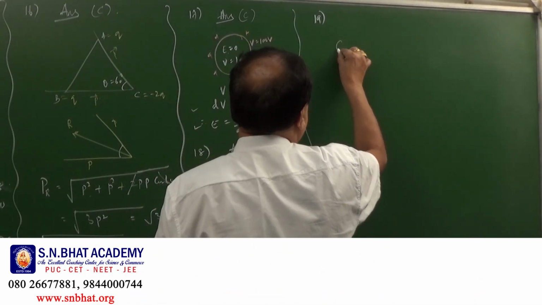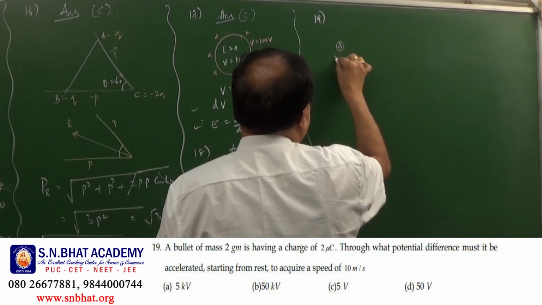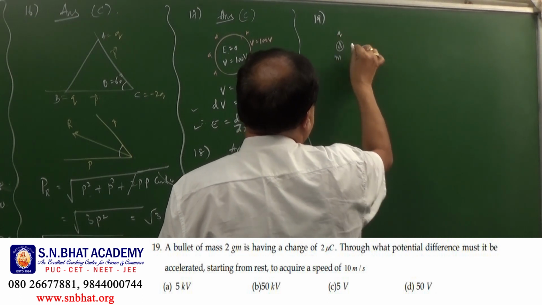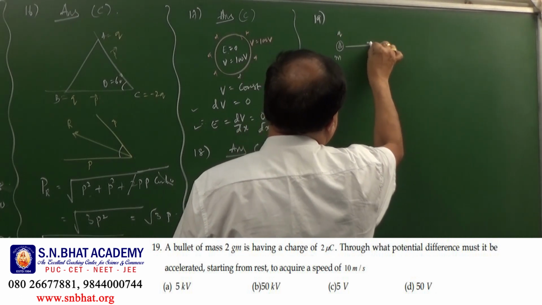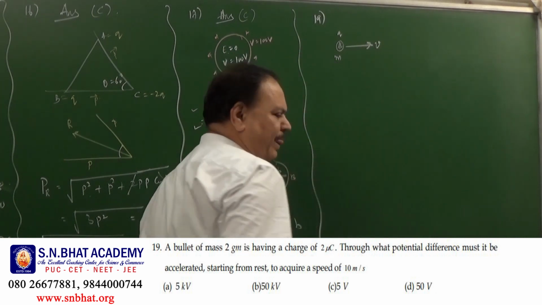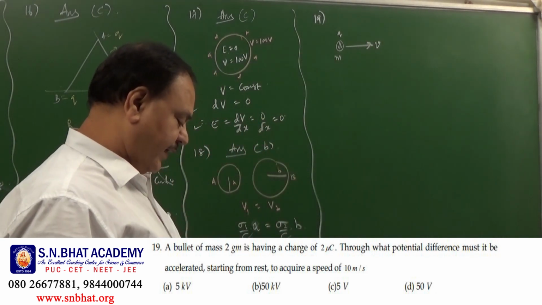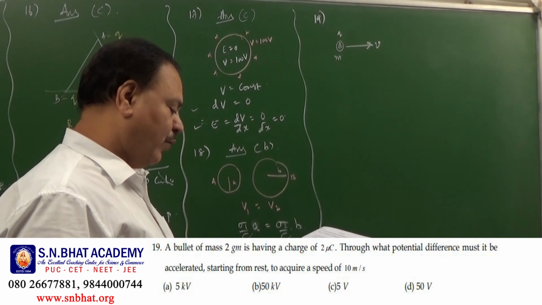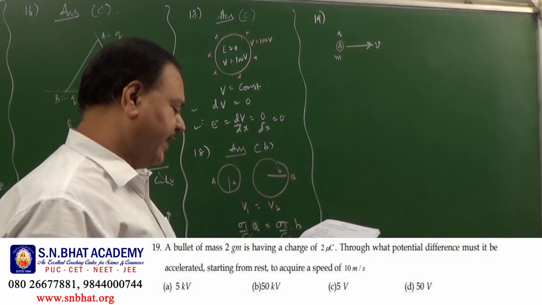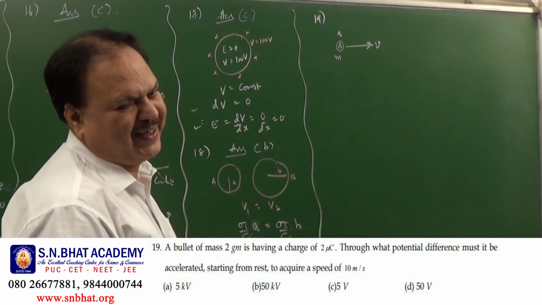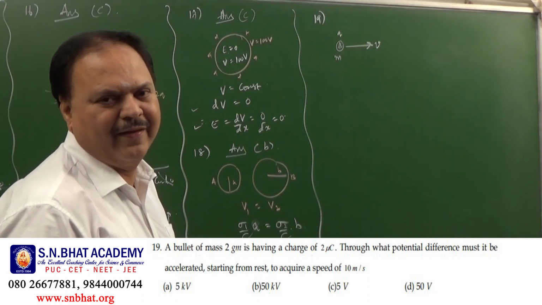That means here is a body, its mass is m, it has been given some charge, it is at rest, and it will acquire a speed of v. What is he asking now? Through what potential difference it must be accelerated from rest to acquire a speed, that means it should acquire a kinetic energy.